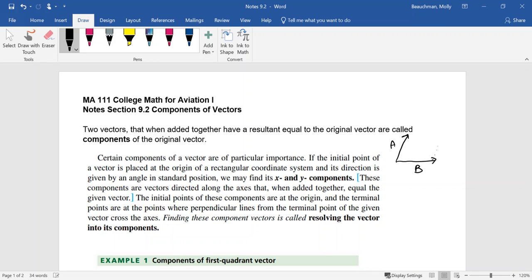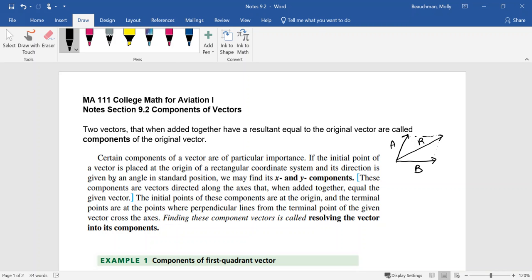you could do a parallelogram method. The resultant is the result, or the diagonal of that parallelogram, is the result of adding A plus B. A and B are called the components of the original vector R. So in this section, certain components of a vector are of particular importance.